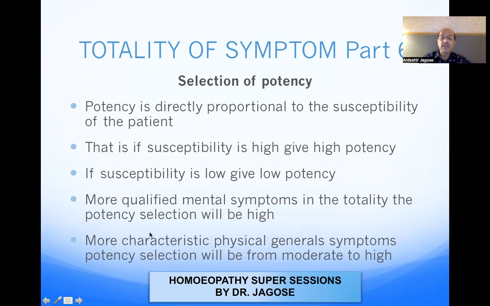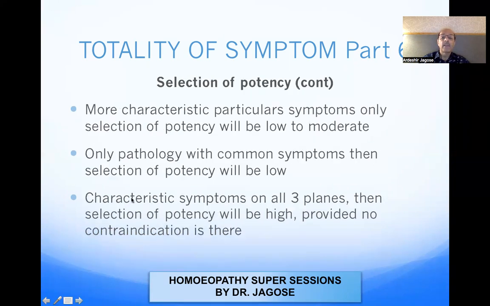More characteristic physical general symptoms, potency selection will be from moderate to high. So if you are getting more of physical general symptoms, then the potency selection will be from moderate to high. If you are getting characteristic particular symptoms only, then the selection of the potency will be from low to moderate. Only pathology with common symptoms, then selection of potency will be low. Whereas if you have characteristic symptoms on all the 3 planes, the mental plane, the physical general plane, and the physical particular plane, then the potency selection will be high, provided no contraindication is there.